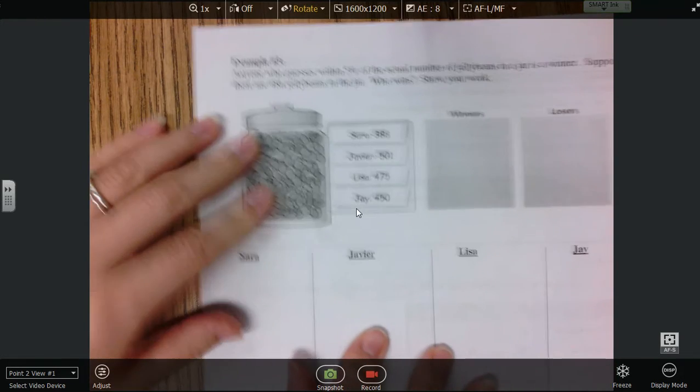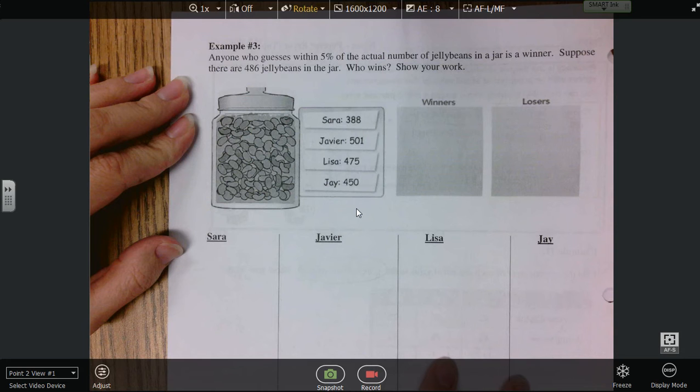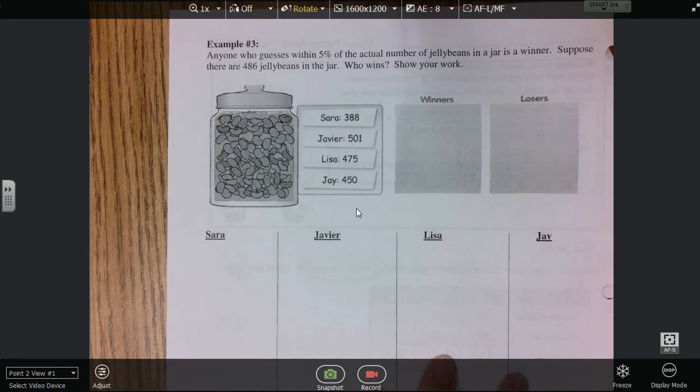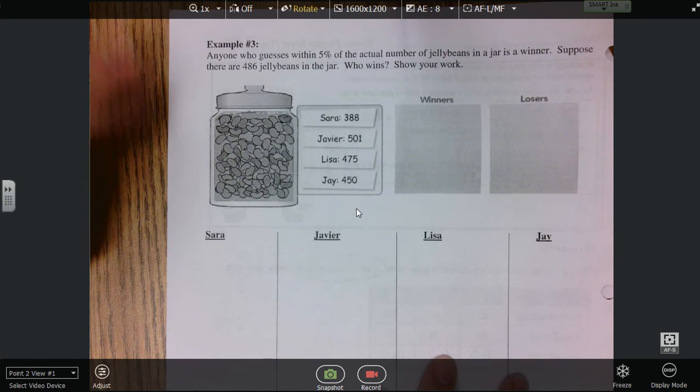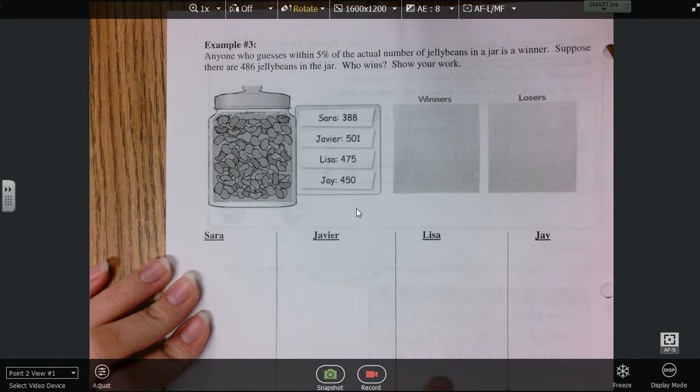Okay, moving on to the back, they're talking about this jar of jelly beans, and anyone who guesses within 5% of the actual number of jelly beans in a jar is a winner. So that means that they could go above or below the 486 jelly beans in the jar, just as long as they're within 5%. So we want to know who's going to win and who's going to lose.